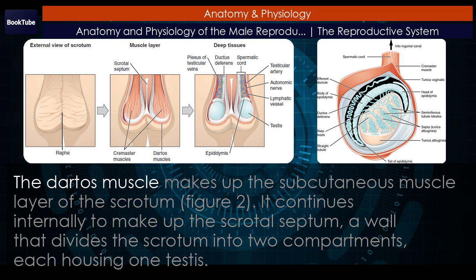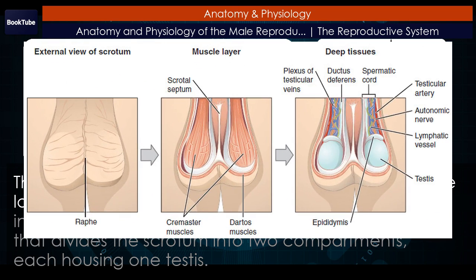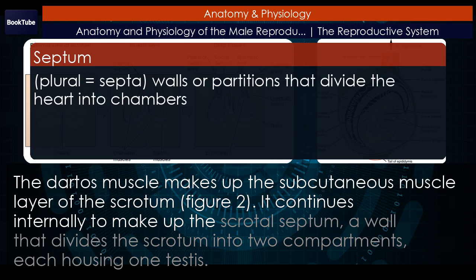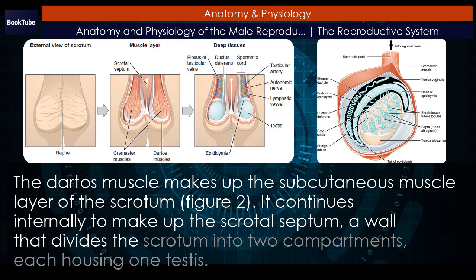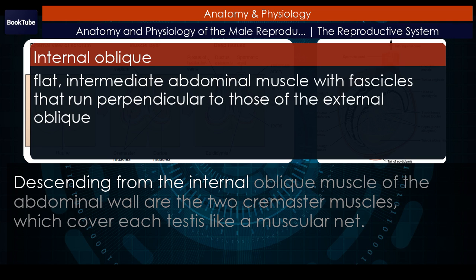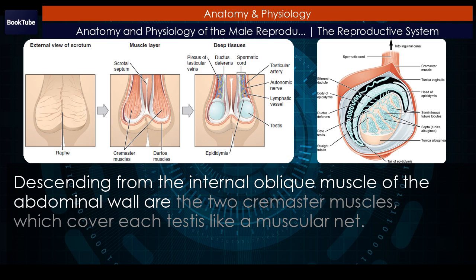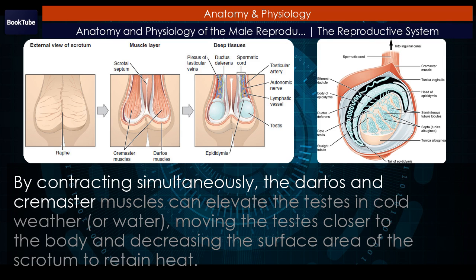The dartos muscle makes up the subcutaneous muscle layer of the scrotum. Figure 2. It continues internally to make up the scrotal septum, a wall that divides the scrotum into 2 compartments, each housing one testis. Descending from the internal oblique muscle of the abdominal wall are the 2 cremaster muscles, which cover each testis like a muscular net. By contracting simultaneously, the dartos and cremaster muscles can elevate the testes in cold weather or water, moving the testes closer to the body and decreasing the surface area of the scrotum to retain heat.